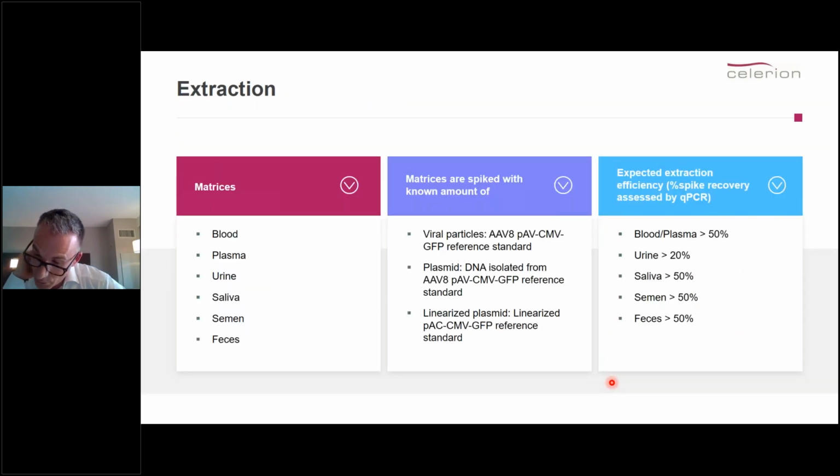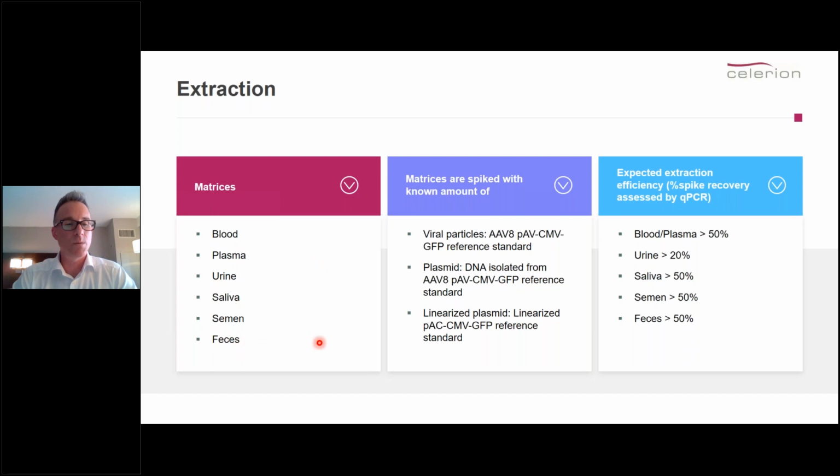Which then brings us to a very, very big chapter of shedding, which is that you have very many different matrices, and all these matrices form a part of the method. So I feel very strongly about the fact that the method doesn't just start with your qPCR and anything else we don't care about. The extraction is just as much a key parameter, and it's not just one matrix but several of them. So blood, plasma, urine, saliva, semen, and feces would be the standard package.